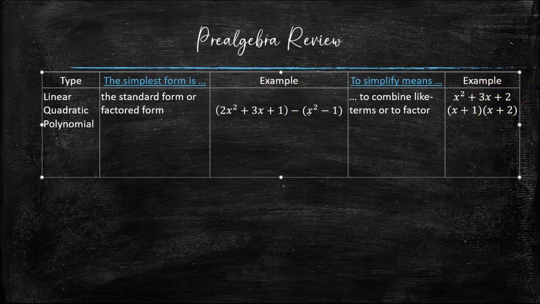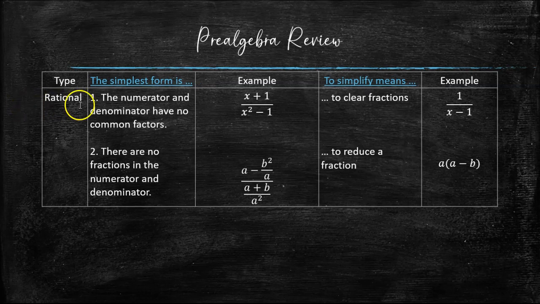So again, when it comes to polynomial expressions, definitely specify whether you want it to be written in standard form or factored form. All right, next we have rational expression. So the simplest form of a rational expression is the one that satisfies both of these criteria. So the numerator and denominator have nothing in common, and there are no fractions in the numerator or the denominator. So for that reason, this expression is not simplified.